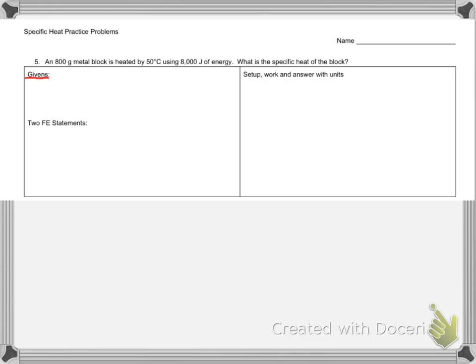Remember that we do that by first circling all the numbers given to us in the problem. So the first number I'm seeing is 800 grams. I'm going to circle the number along with the unit. Remember that the unit is your clue. It tells you what the number actually means. Then we know that we're heating something by 50 degrees Celsius, so that's another number. And then we're using 8,000 joules of energy, so I'm going to circle that as well.